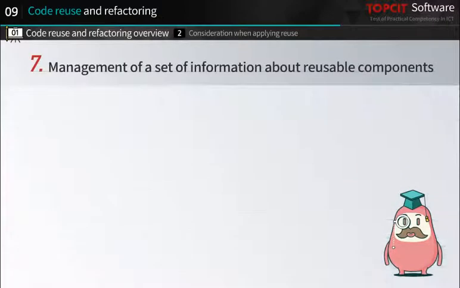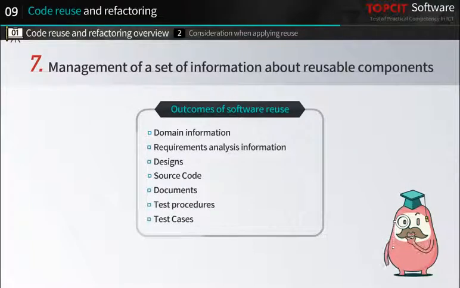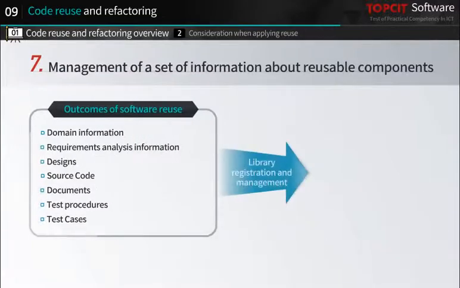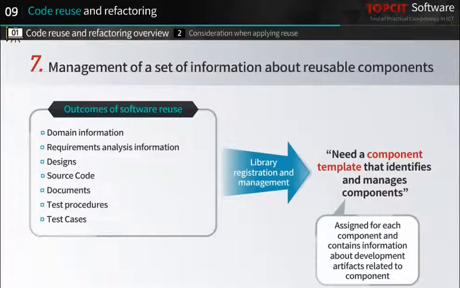Seventh, it is the management of a set of information about reusable components. The outcomes of software reuse can be domain information, requirements analysis information, design, source codes, documents, test procedures, test cases, and so on. This information is registered and managed in the library. In addition, it requires a component template that identifies and manages components. This template is assigned for each component and contains information about the development artifacts related to the component.